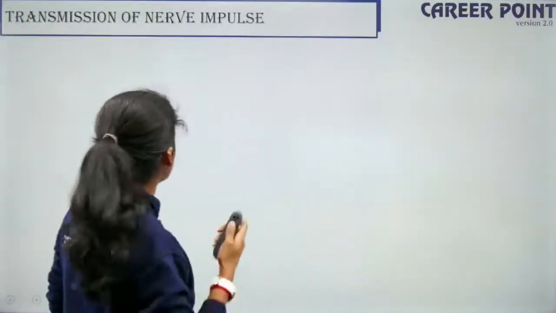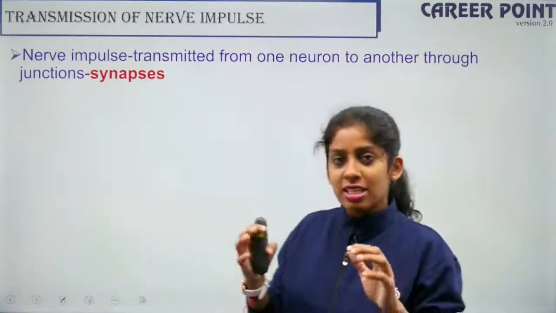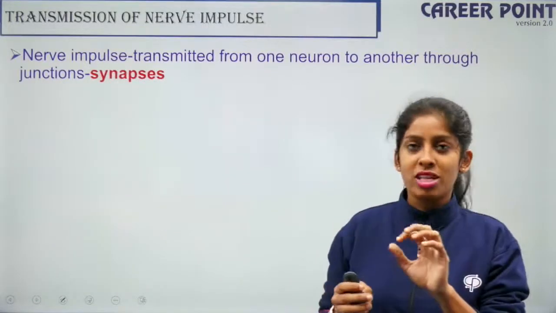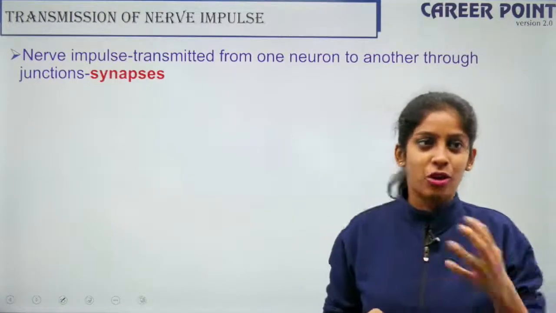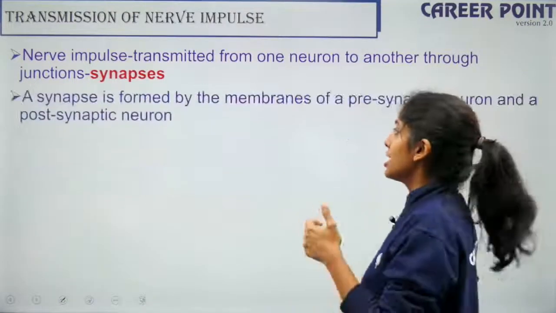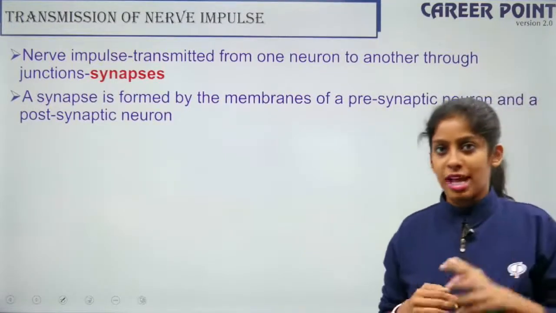Yeah, so we were talking about transmission and we were talking about junctions, right? So similarly, the space between two neurons is known as the neuromuscular junction. Sorry, that is known as the synapse. Sorry, I'm still in muscle. So a synapse is formed by the membranes of a presynaptic neuron and a postsynaptic neuron.